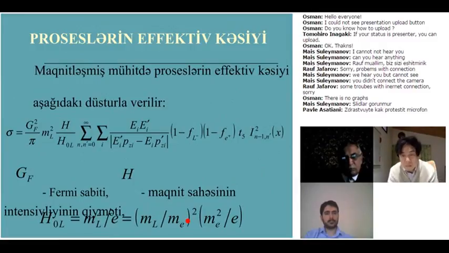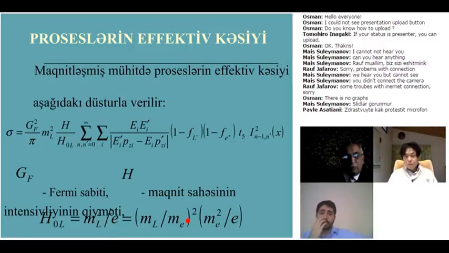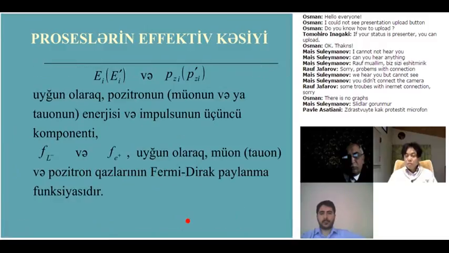The cross-section of this reaction is determined by this expression, and here the Fermi-Dirac distribution function of the final charged leptons and positrons has been taken into account. T5 is the coefficient which contains the spins of the final charged particles, and this I squared is the Laguerre functions. Here G Fermi is the Fermi constant, H is the magnetic field strength, and H0L is the parameter characterizing the magnetic field, approximately 10 to the power 19 Gauss.